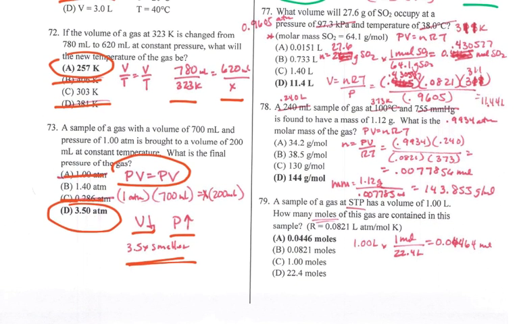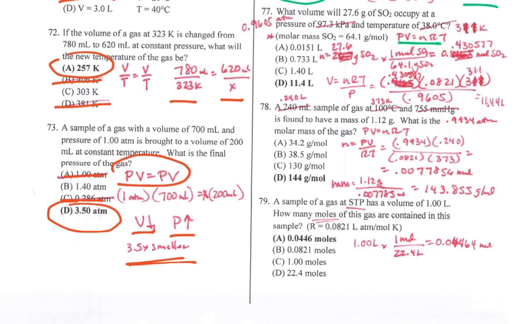Okay, last few problems. 77, what volume will 27.6 grams? Okay, if I'm getting grams, this is probably a PV equals nRT problem, because I'm going to do moles and things like that. So what volume would 27.6 grams of SO2 occupy at a pressure of 97.3 kilopascals and a temperature of 38 degrees Celsius, and the molar mass is given?